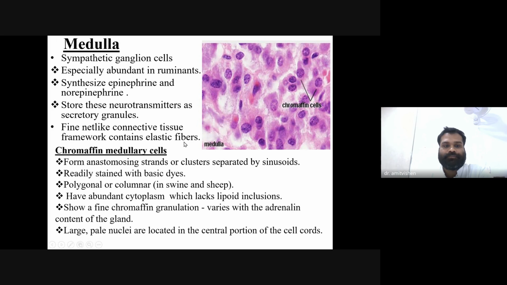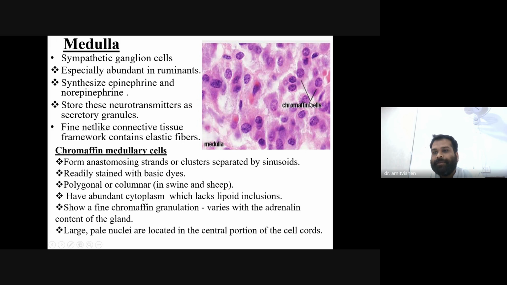If I talk about the chromaffin medullary cells, it is very important to know that chromaffin cells are present in the histology of the medulla region of the adrenal gland. And what are the characteristics of these chromaffin cells? They form anastomosing strands or clusters separated by sinusoids, and they are readily stained with basic dyes, and are polygonal, or columnar in swine and in sheep.